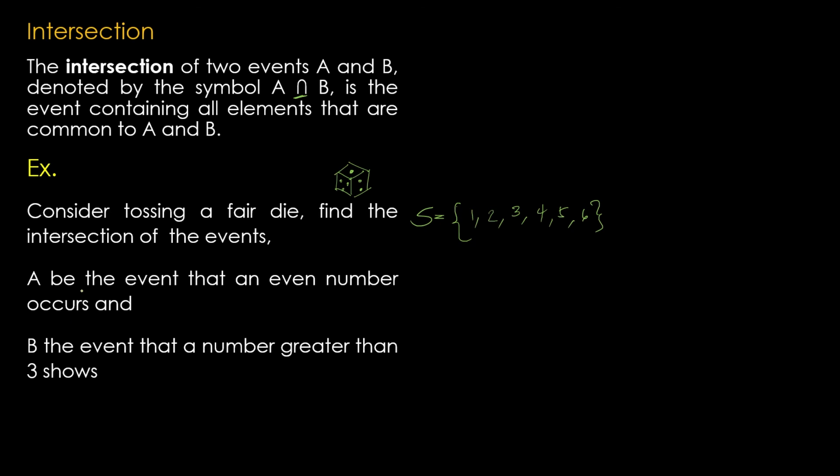And event A is the event that an even number occurs. So what are the even numbers in your sample space? You have 2, 4, 6. And for event B naman, what consists of your event B? Those are the numbers greater than 3. What are the numbers greater than 3? 4, 5, and 6. So you are to find the intersection of these two events.